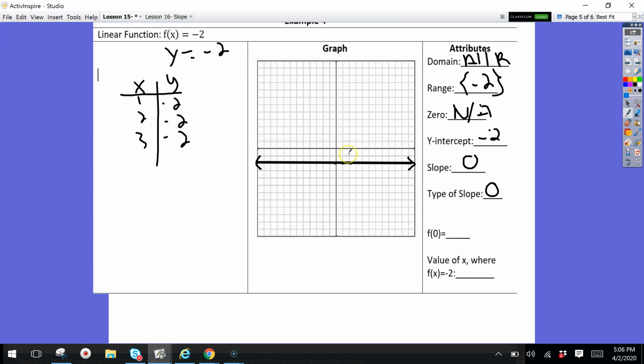When I plug in a 0, what do I get out? I get out a -2. What value of x do I get out a -2? Well, all real numbers. It doesn't matter what you plug in, you're always going to get out a -2.